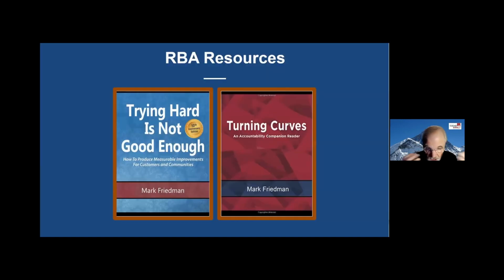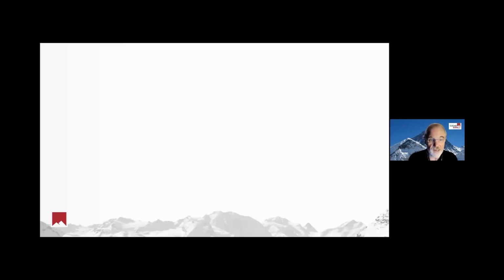He's written two books around RBA. The second one is Turning Curves, which is a book of stories about how RBA is used all over the world. It is literally a worldwide phenomenon of helping organizations. I have clients in Kuwait, Australia, the UK, and Canada that are using RBA.